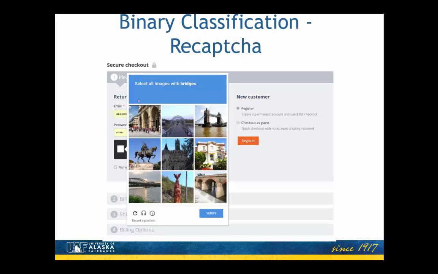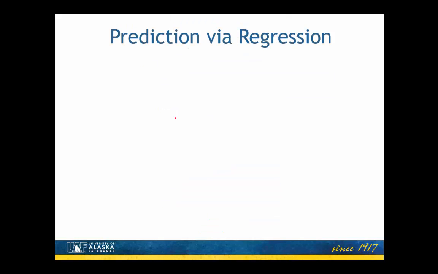That's binary classification. Each one of these images is either a bridge or not a bridge. Yes, no, yes, no. So that's binary classification. Let me talk about how prediction is a little bit different than regression.